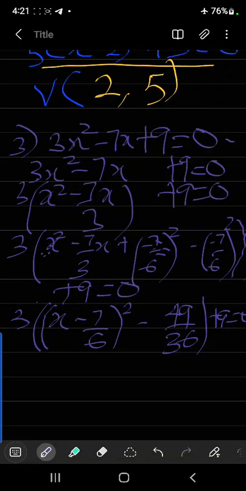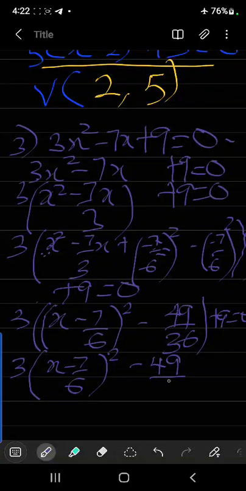Now the next thing we want to do, we still have 3 into brackets. We can now open the bracket. 3 times this, that will be 3 times the whole of this here, and that will be what? 3 times x minus 7 over 6 squared, and 3 times this, that will be minus 49 over 36 times 3. 3 in 36, 3 in this, that will be 12. So we are left with minus 49 over 12 plus 9 equals 0.